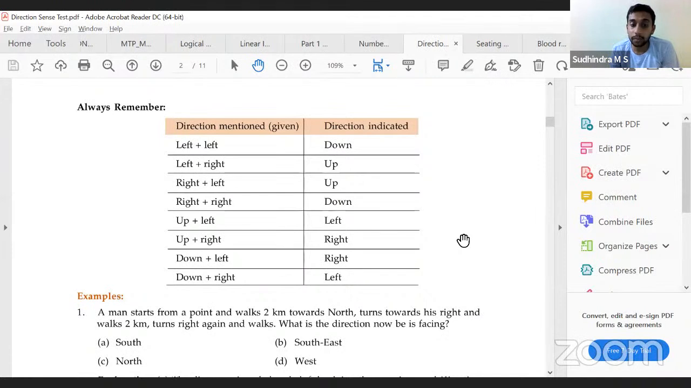A man starts from a point, walks 2 kilometers towards north, turns towards his right, and again walks 2 kilometers, turns right again and walks. What is the direction now he is facing? South. Okay, he walks 2 kilometers north, then takes a right, 2 kilometers, then takes a right and walks. What is the direction he's facing? South, because he's coming down. Since he's traveling down, the direction he's facing is south. Understanding? Yes, sir.